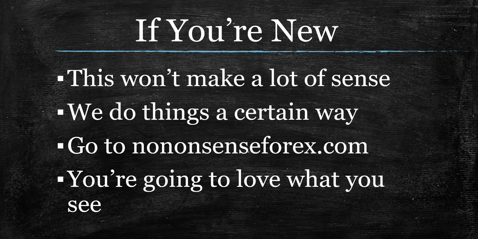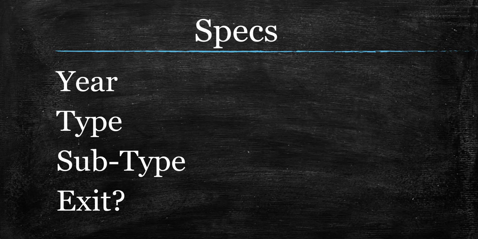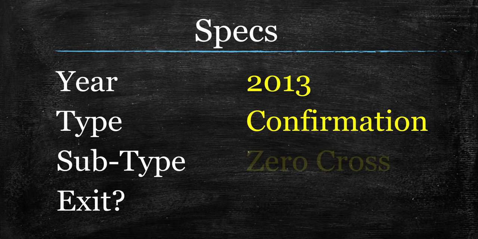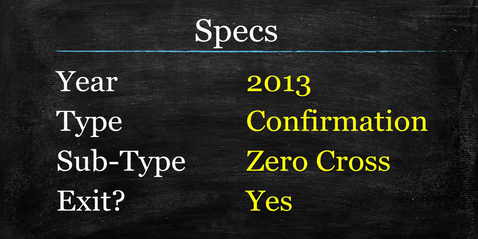But for those of you who have already done that, let's go ahead and check out the specs for the roofing filter. The year is going to be 2013. This is going to be a confirmation indicator. It's going to be a zero cross this time around. And as far as exits go, you guys know how we feel about zero crosses as exit indicators, right? Wrong. This actually does make for a pretty good option for an exit indicator.